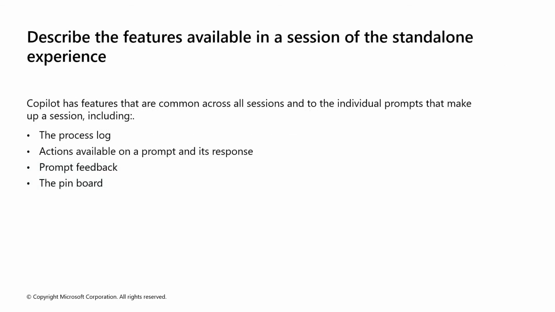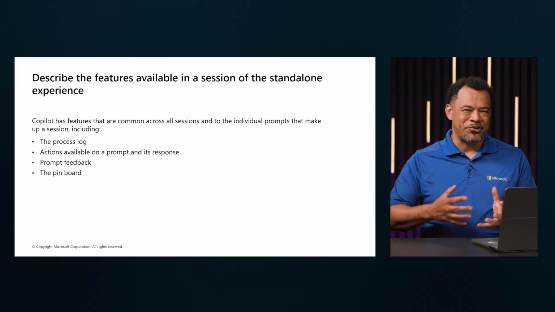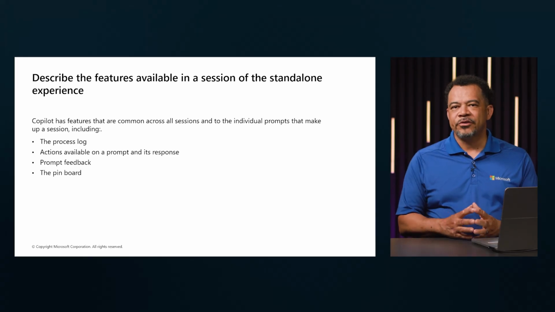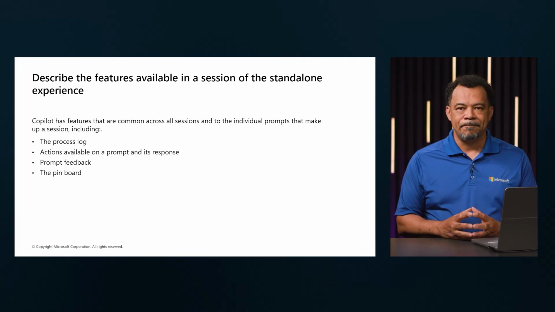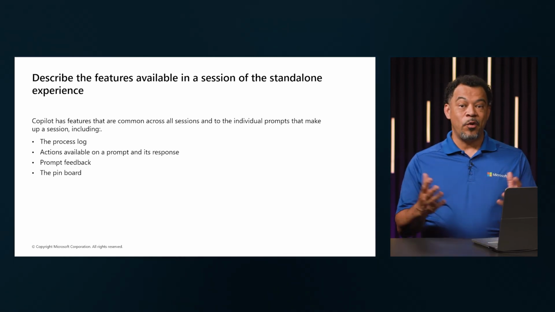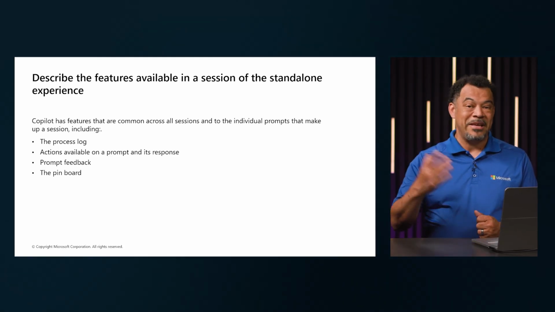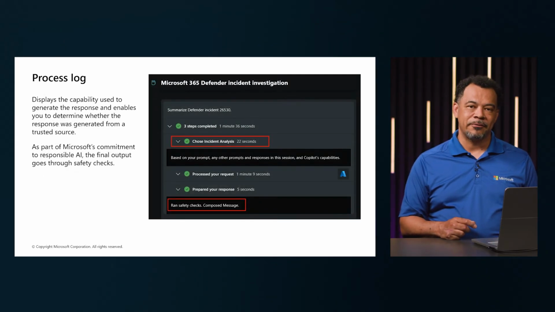Copilot includes a few helpful features that are available no matter what session you're in or which prompt you're using. One of these is the process log, which lets you track the steps Copilot takes to generate some of these responses. You can also interact with each prompt and its response, like copying, sharing, or rerunning it. There's an option to give feedback on prompts too, which helps improve future results that you're looking for. And if you want to save something important, you can pin it to the pin board for easier access later. It's all designed to keep your workflow smooth and organized.